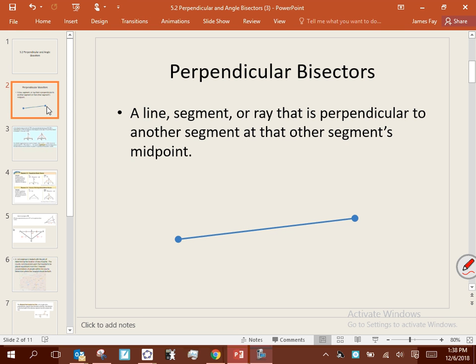Definition, perpendicular bisectors. We've seen this definition, I don't know how many times, maybe 4, 5, 6 times. It's a very, very important segment, line, or ray that we're going to talk about throughout the rest of the year. So it's a line, a segment, or ray that is perpendicular to another segment at that other segment's midpoint.